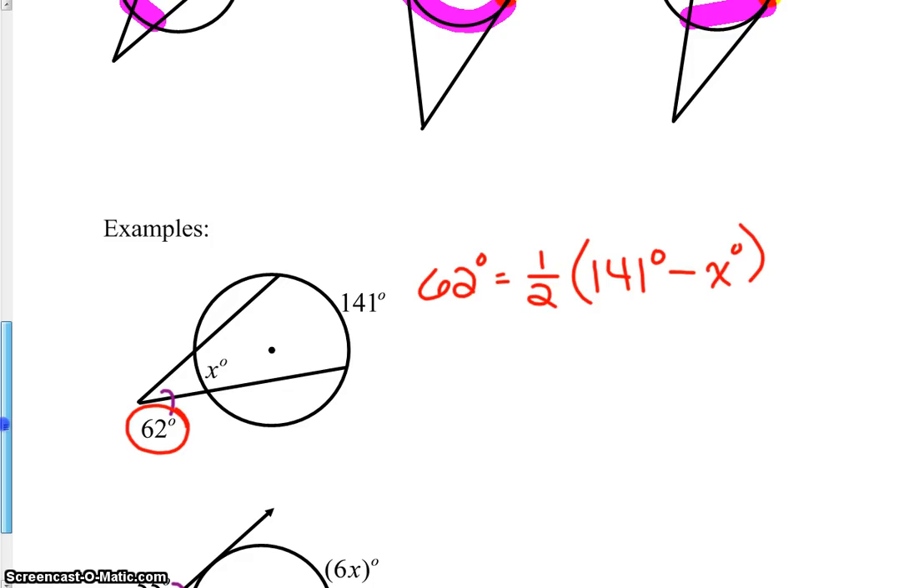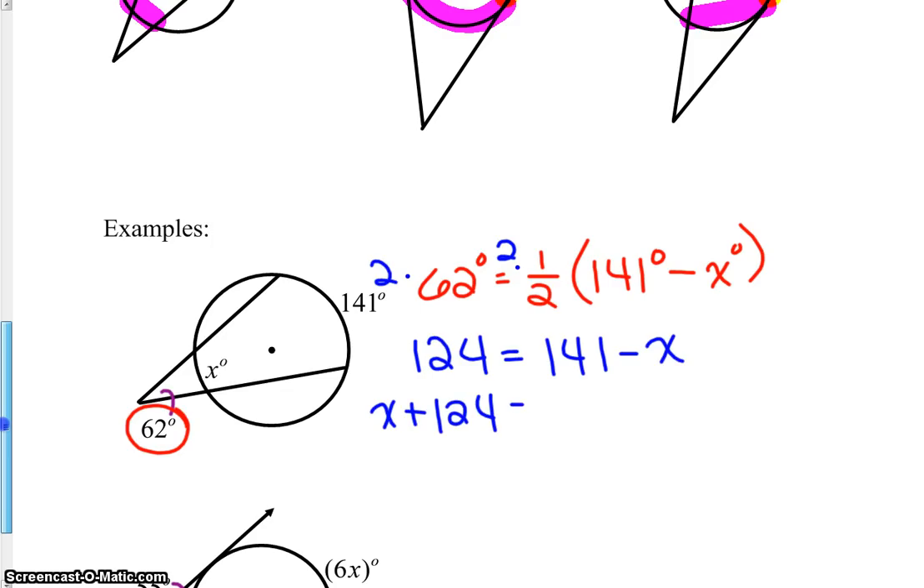Now, in this case, again, it's easier to get rid of the fraction first, so we'll simply multiply both sides by 2, and we end up with 124 equals 141 minus x. So I can add x to both sides and get x plus 124 equals 141, or x equals 17. Since this is an arc, it's 17 degrees.